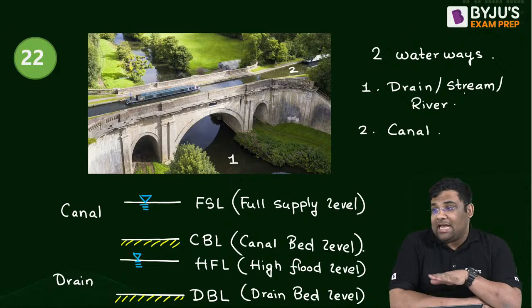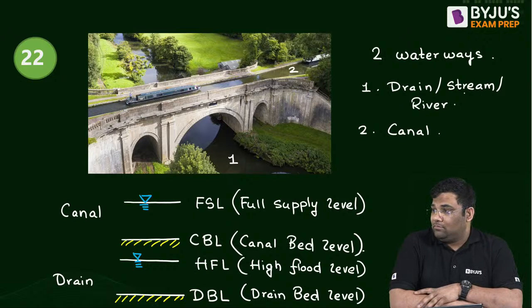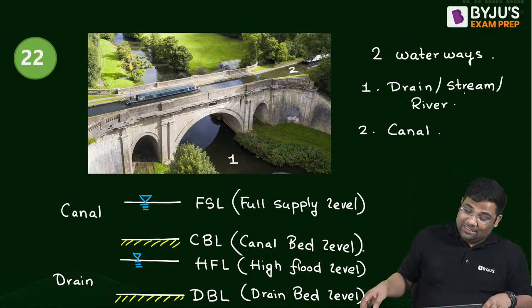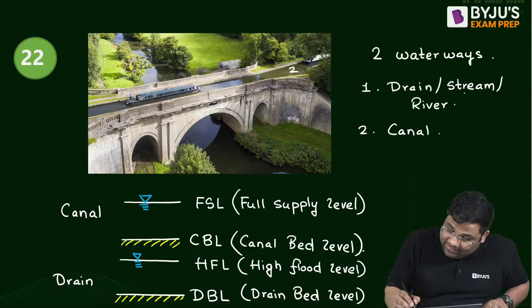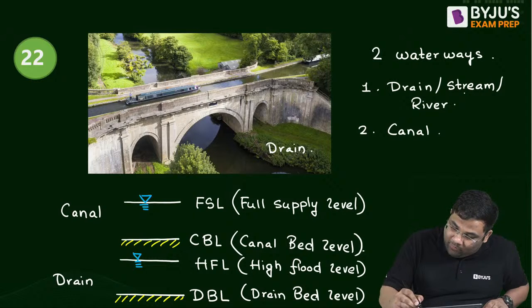Tell me what is this? This diagram is an aqueduct. You see, this is the drain. The drain is below and the canal is above. Okay, very good. But we can have two cases in this.